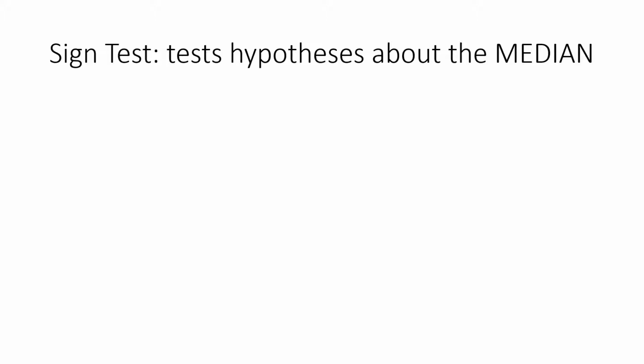The sign test tests hypotheses not about the population mean, but about the population median. The null hypothesis for the sign test would be that the median is equal to some hypothesized value, which we call m sub 0, versus the alternative that the median is not equal to the hypothesized value m sub 0. This is set up as a two-tailed test, but it could also be done as a one-tailed test, either left-tailed or right-tailed, if you wanted to see if the median were less than a particular value or more than a particular value.